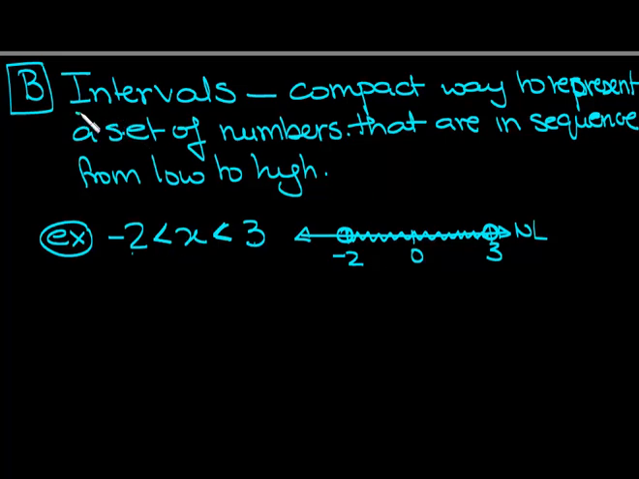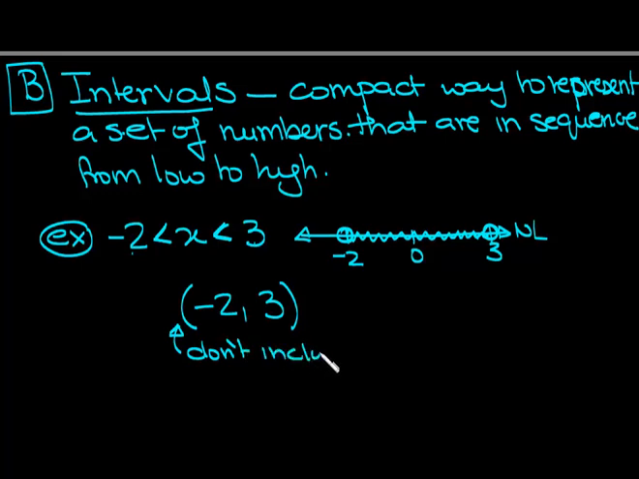But we want to represent it in terms of an interval. What is an interval? A collection of numbers in a sequence, in a row from low to high. In this case, my interval would be written this way. It's all the numbers between negative 2 and 3, not including negative 2 and 3. So we put parentheses. Parentheses basically means do not include the endpoint. Okay, so this is an interval.